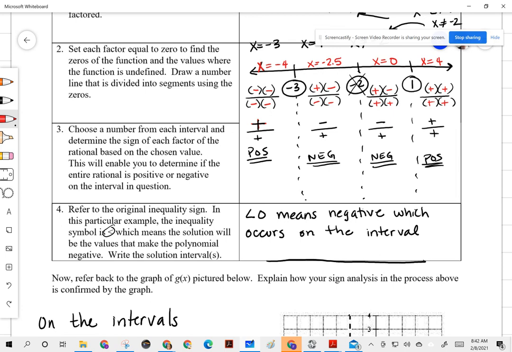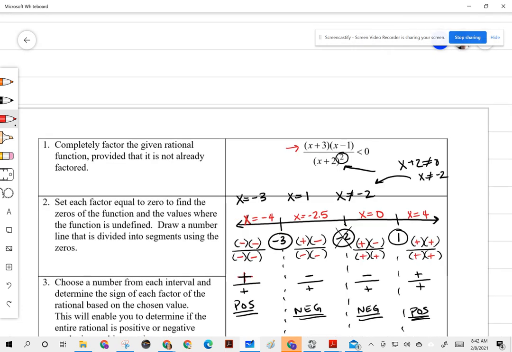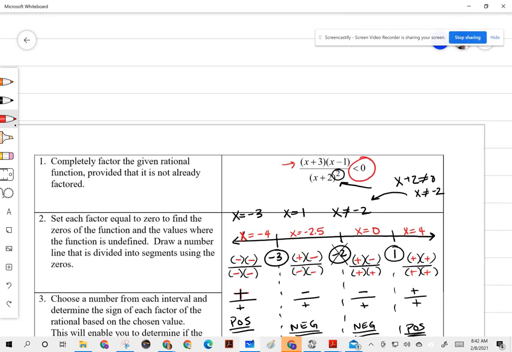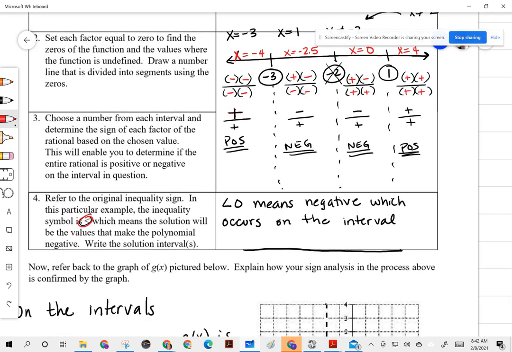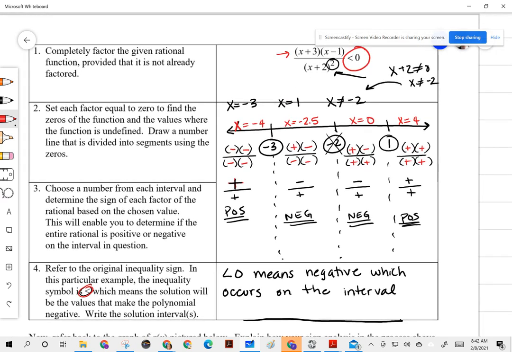Remember, the whole idea was to be able to look at this inequality and answer the question, where is the function less than 0? So less than 0 means negative, which occurs on which interval. So if I take a look, I'm going to try and color code this to be orange. This negative occurs right here on this interval and on this interval.